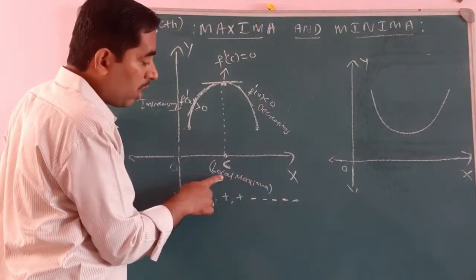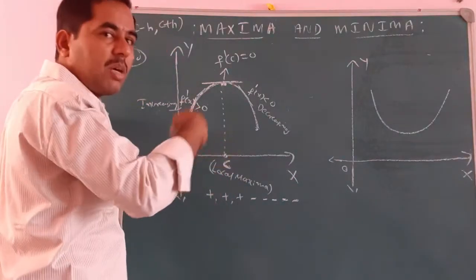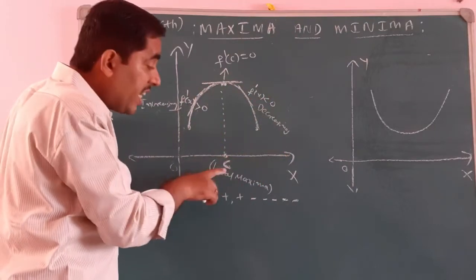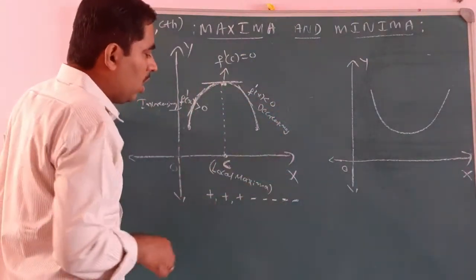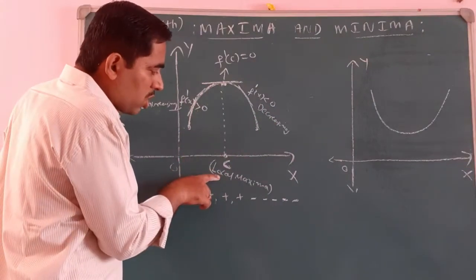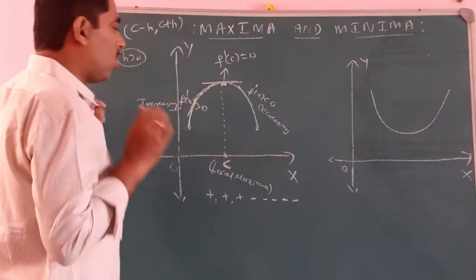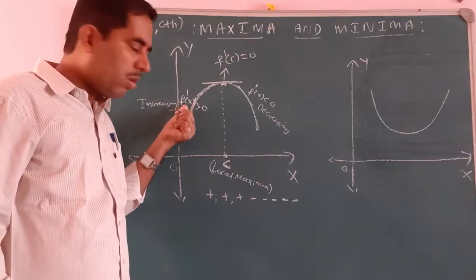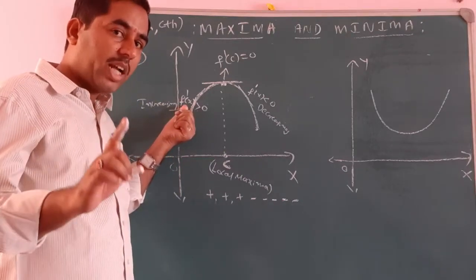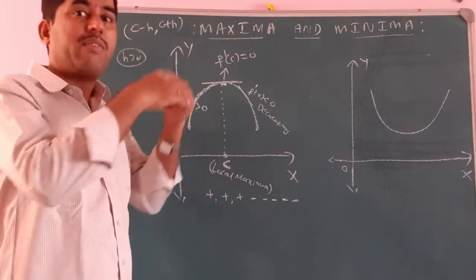maxima. So local means other than this point there may be some other points also, but not nearer to this point; they may be somewhere else. To specify that, we use the word local maxima. So local maxima means the sign of the derivative, that means f dash x, observe this point carefully.